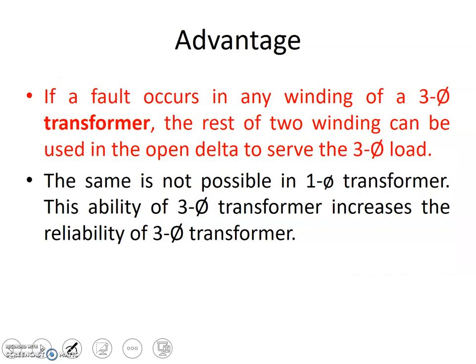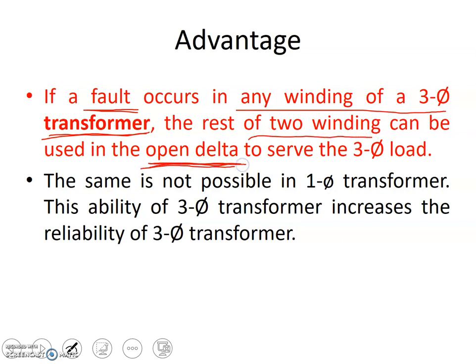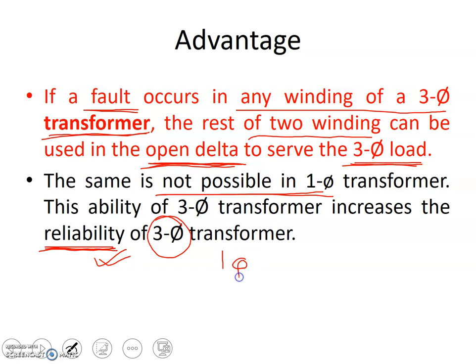Then talking about the occurrence of a fault in a transformer. Whenever there is a fault in any of the windings of a transformer, the remaining two windings can be used in open delta configuration to serve the three-phase load. Okay, while it's not possible in a single-phase transformer. So this ability of a three-phase transformer increases the reliability. A three-phase transformer is more reliable than a single-phase transformer when we talk about the occurrence of a fault.